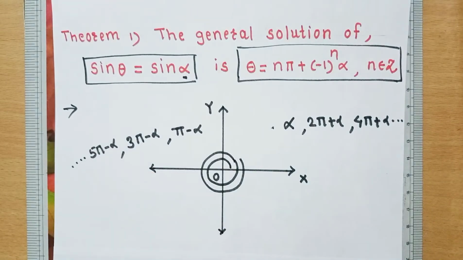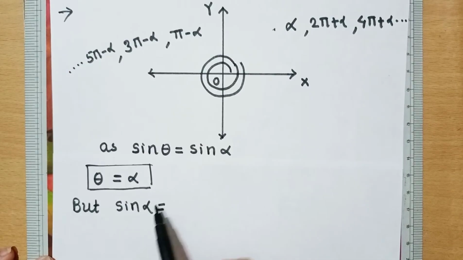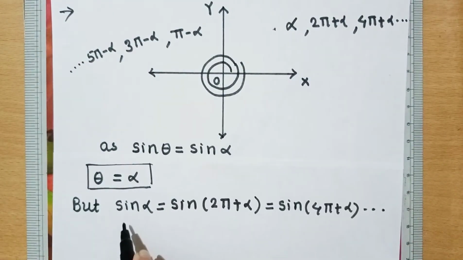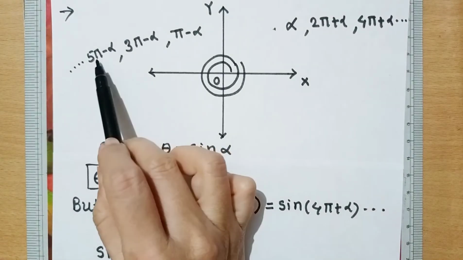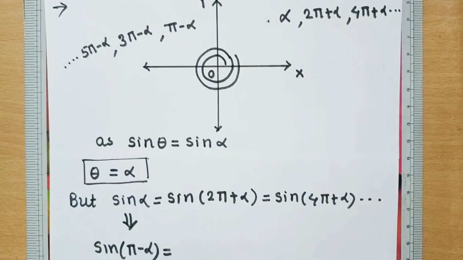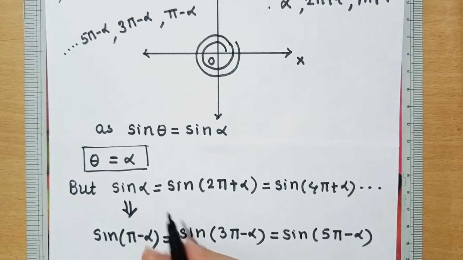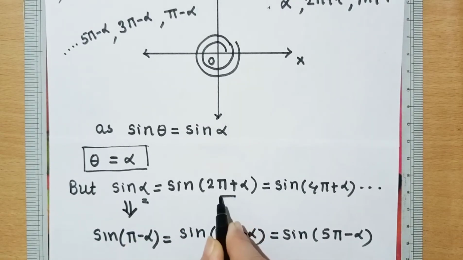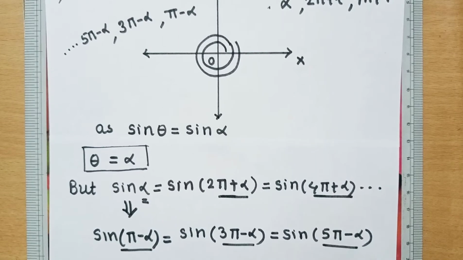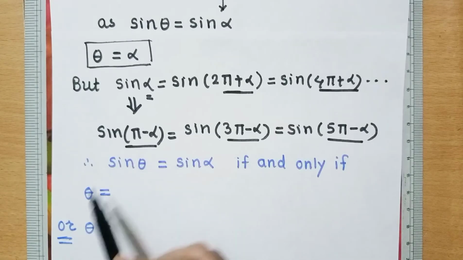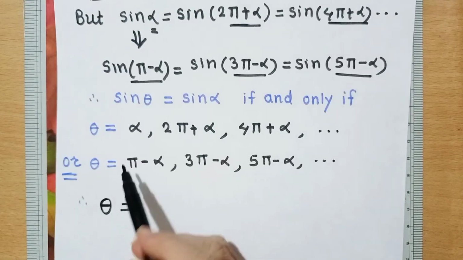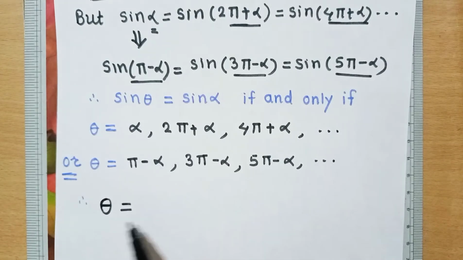So first we will write here, and also sine alpha is equal to sine of pi minus alpha, and pi minus alpha is equal to all these angles. Therefore we will equate all these angles and these angles also. So we have, first we will write these angles here. Now we will write all these angles together here.